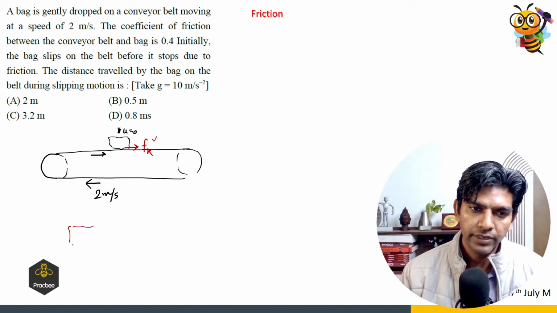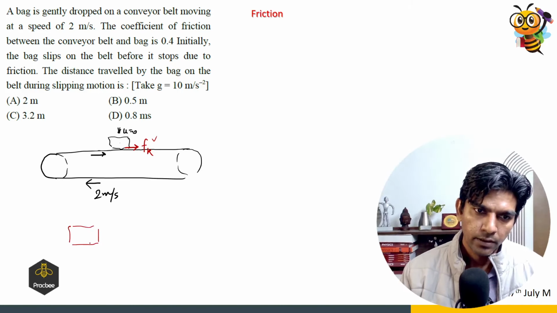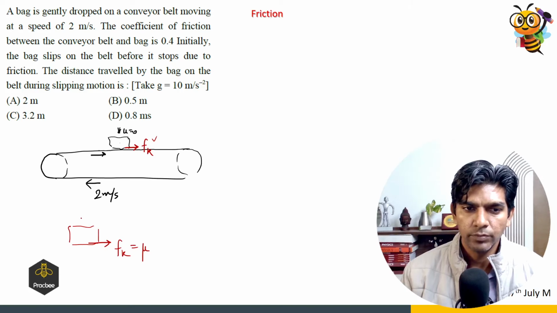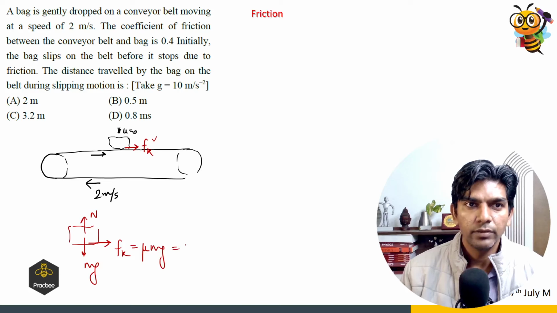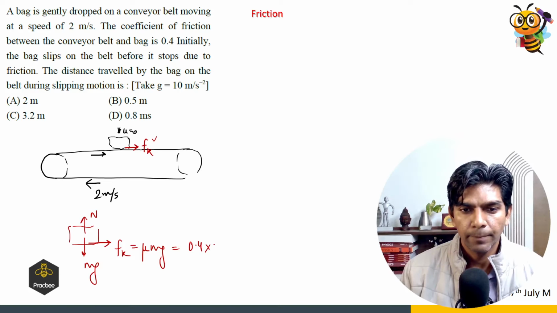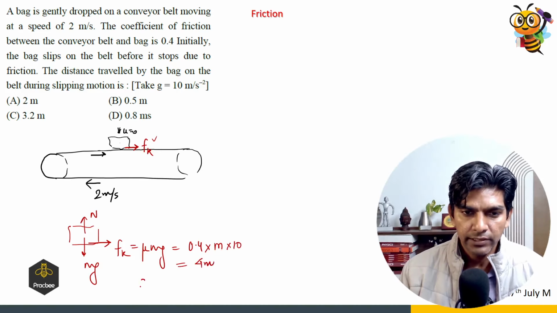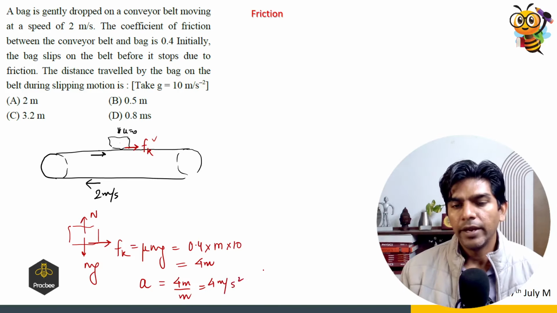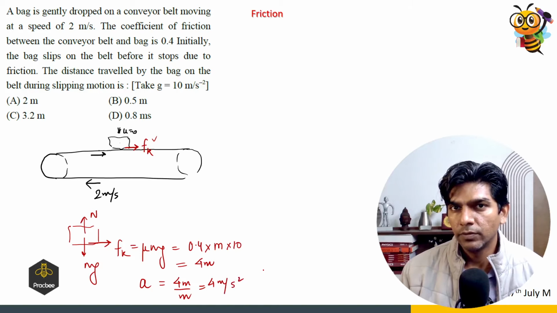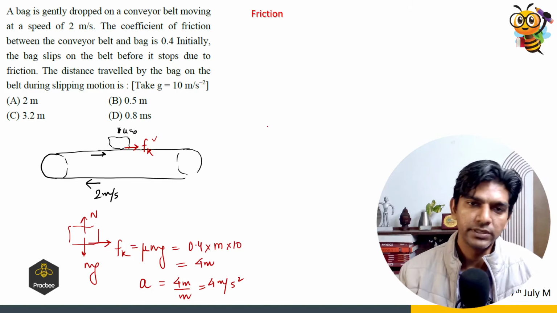So if I show the free body diagram of the bag, frictional force will be mu times mg, because normal reaction is N, gravitational force is mg. So mu mg, mu is given as 0.4, mass of the bag is not given, and g is given as 10. So that comes out to be 4m. So the acceleration produced in the bag will be 4m divided by mass, which will be 4 meters per second square. And due to this acceleration, its velocity will increase from 0 to 2 meters per second.